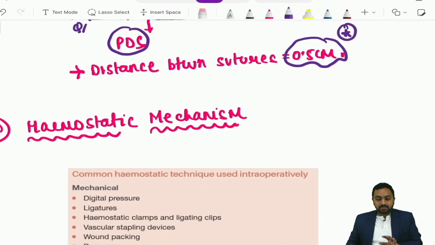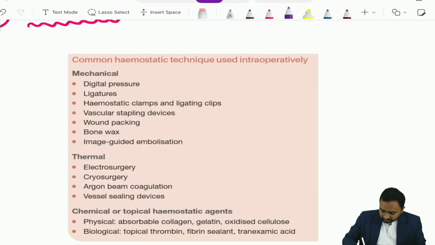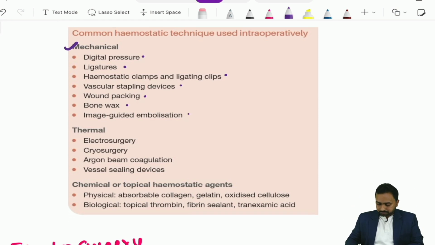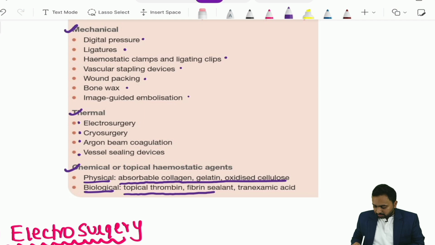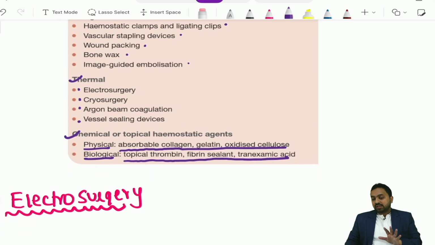Now regarding your hemostatic mechanisms that are used intraoperatively, it can be divided as mechanical, which includes your digital pressure, ligatures, hemostatic clamps, vascular stapling devices, wound packing, bone wax, and image guided embolization, or thermal, which could be electrosurgery, cryosurgery, argon beam coagulation, and your vessel sealing device, and your chemical or topical hemostatic agents in the form of physical or biological. Physical agents like your absorbable collagen, gelatin, oxidized cellulose, and biological like topical thrombin, fibrin sealant, and your tranexamic acid. Now a few important points regarding your electrosurgery.